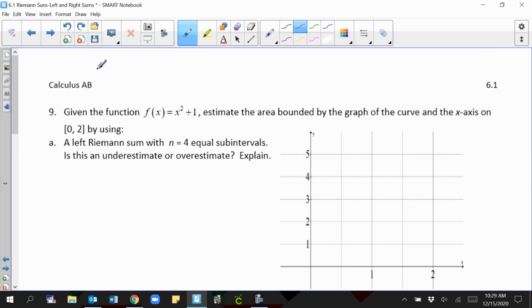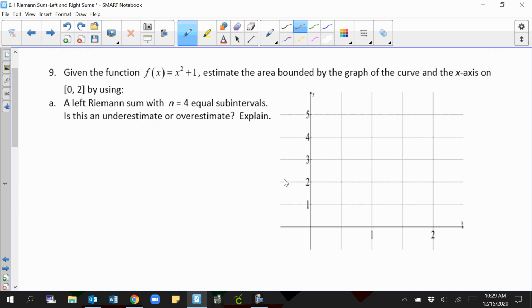All right. Number 9. So these are some more left and right Riemann sums. So we have our function x squared plus 1, and it says estimate the area bounded by the graph of the curve and the x-axis on 0 to 2 by using a left Riemann sum with 4 equal subintervals. So let's first start by sketching our curve. It's x squared plus 1, so we're going to start right here. 1 squared plus 1 gives me our 2. And 2 squared plus 1 gives me 5.